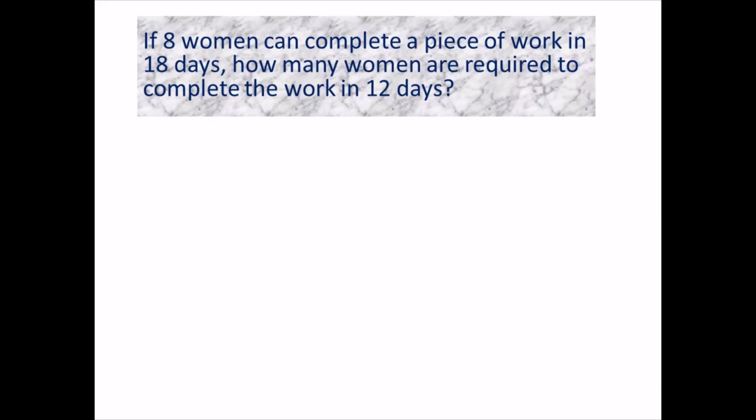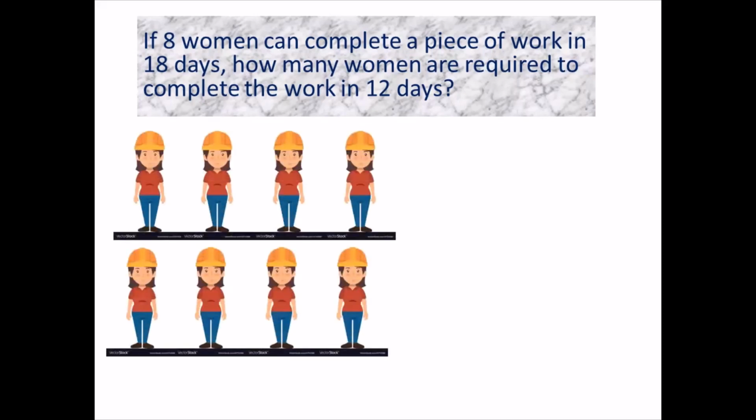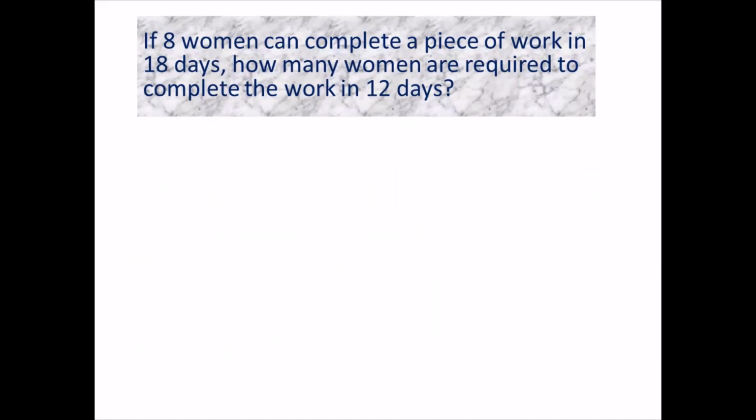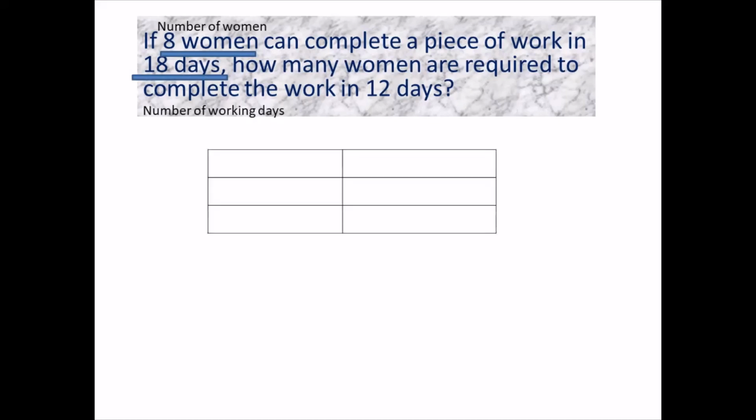Here the question asks us, if 8 women can do a piece of work in 18 days, and if we reduce the days, then how many women are required to complete the work? So like in the previous problem, this problem also has two quantitative terms. One is number of women, and the second is number of working days. Make a table. In the first column, we put number of women. In the second column, we put number of working days.